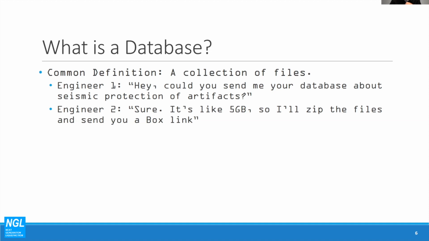I think we're all familiar with the idea of a database. A common definition that natural hazards researchers might use is just a collection of files, like a file repository. So engineer one might say, hey, could you send me your database about seismic protection of artifacts? And engineer two might say, sure. It's pretty big, it's like 5 gigabytes, so I'll just zip it for you and put it in a box folder and share that link with you, right? So that's one way that I've heard people talk about databases.